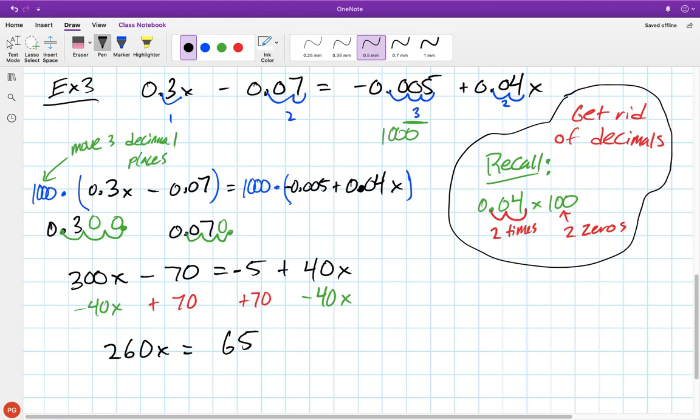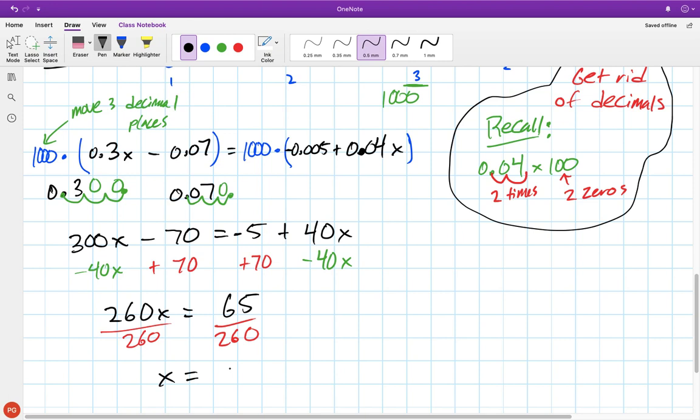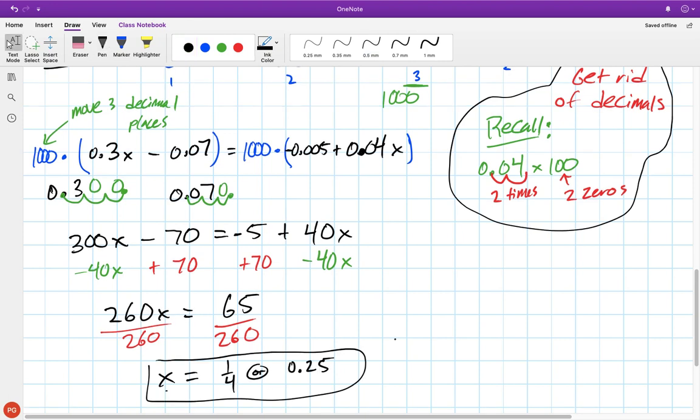I just noticed that I made a little mistake copying this down. That should be negative 0.005, so it should be a negative there. Fixed it, so now we get this part. Last step, we've got 260x. Opposite of multiplying by 260 is dividing by 260. And when you reduce this fraction, you should get 1 over 4. So that's our first example, going over how to get rid of decimals.